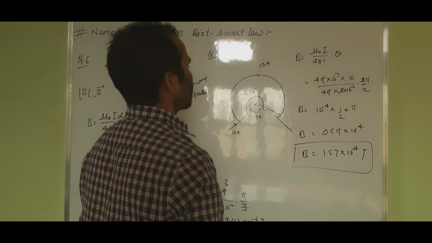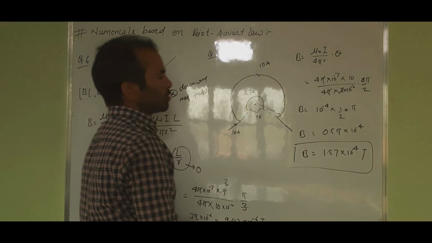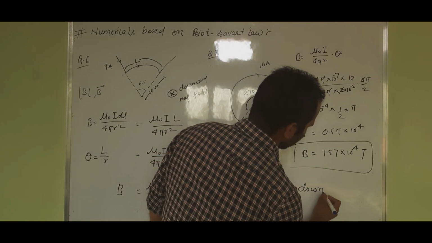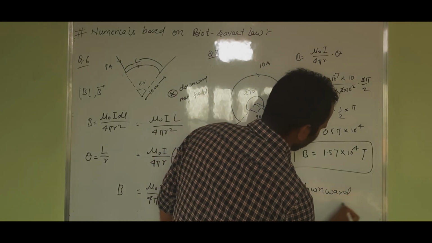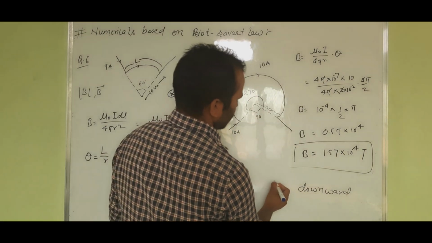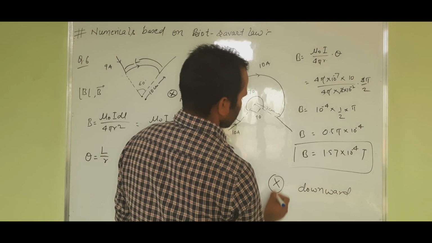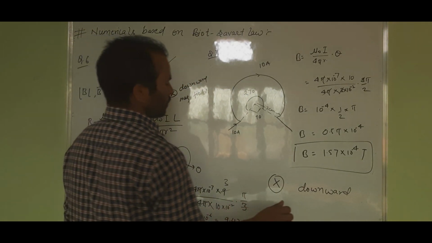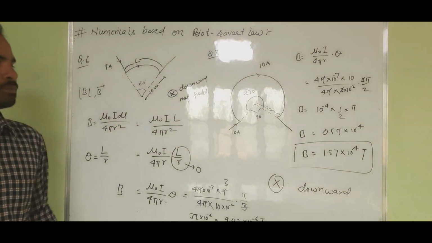And the magnetic field direction here is also downward, using the right hand thumb rule. Downward or inward to the plane, where the cross shows the magnetic field going inward to the plane.